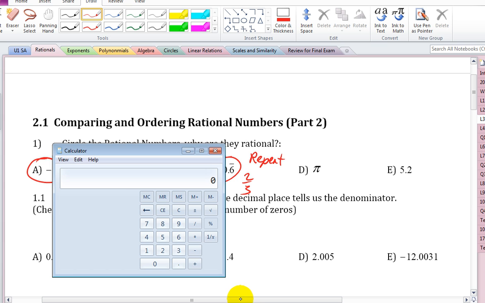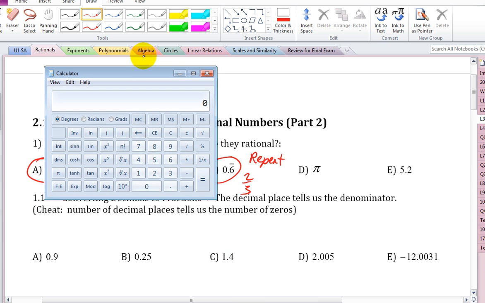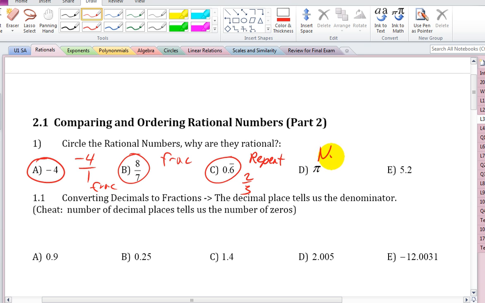But what about D then? What would you say, Sean? Why? There's the value of pi. Anything repeating? No, nothing repeating. So this goes forever. So this is not rational. Okay? Because it's not repeating.